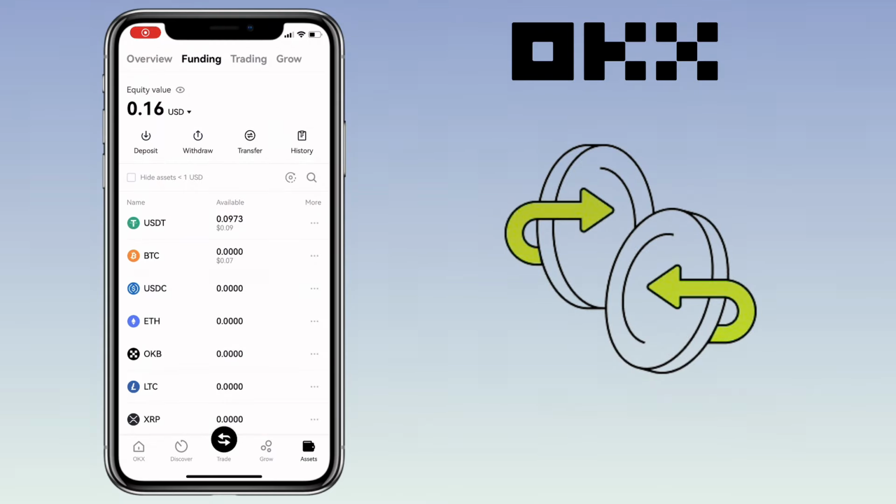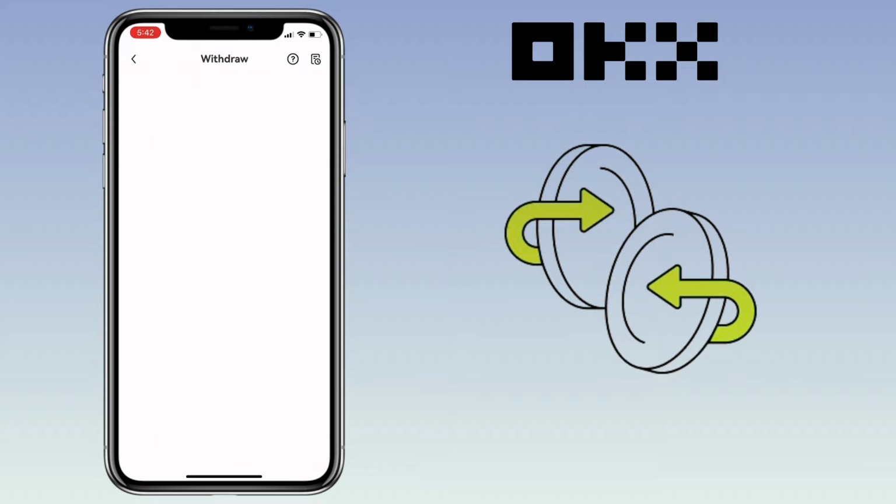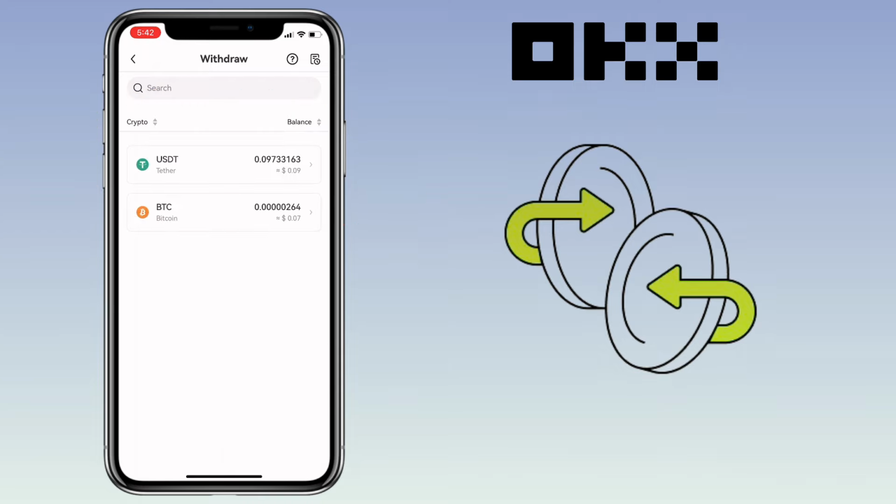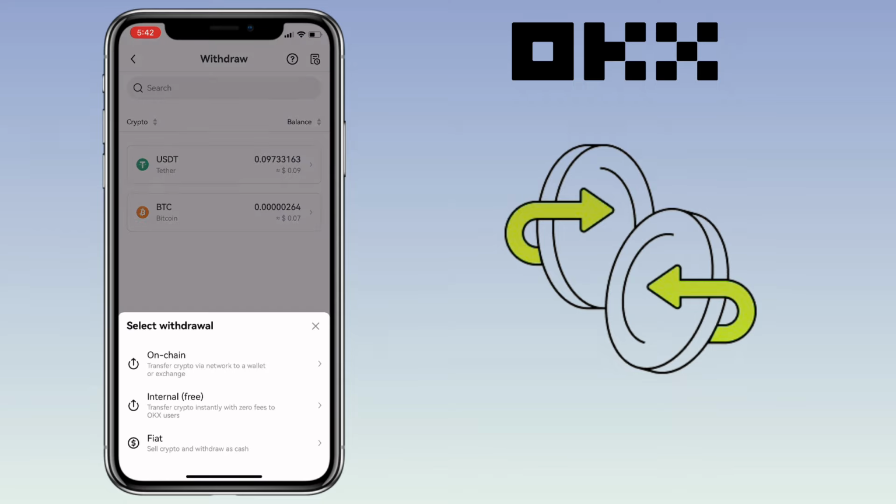This time, let me show you how to withdraw your crypto on the OKX app into another wallet. To transfer crypto to another wallet, tap the Withdraw button. Here, you will see the list of available tokens you can withdraw. Let me pick USDT. Select Withdrawal Type: On-chain to transfer crypto via network to a wallet or exchange, Internal to transfer crypto instantly with zero fees to OKX users, or fiat to sell crypto and withdraw as cash. For this video, we will use on-chain withdrawal.